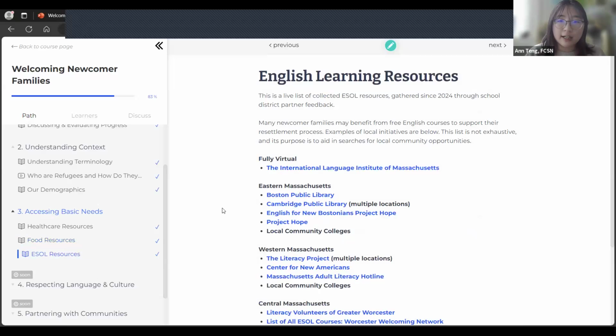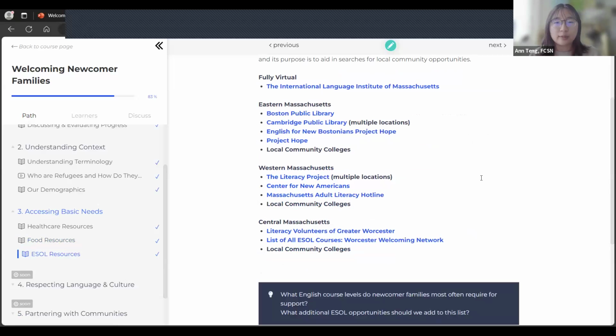And lastly, in terms of English learning resources, one of the key barriers to communication and family engagement for us is definitely English learning. We've attached a couple of links here. One is completely virtual, but the rest are sorted by region. So Eastern, Western, and Central Massachusetts. A lot of these are public library resources, and a lot of them you can find also through your local community colleges. But all of these projects have completely free English learning programs that you can direct your newcomer families to if they would like to learn more lingo, not just generally, but also more specifically if they are looking for spaces to apply for jobs.